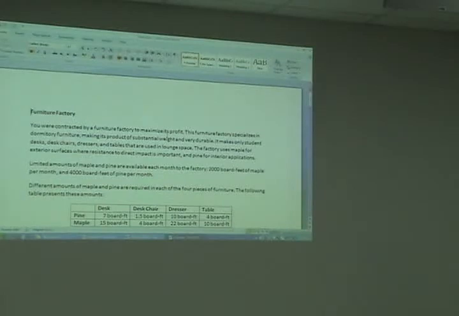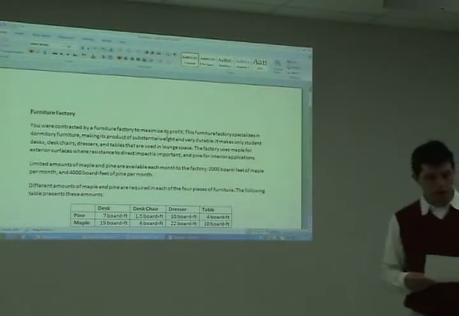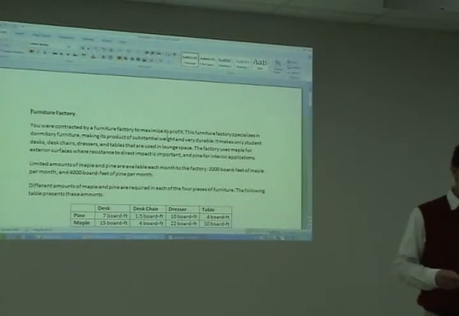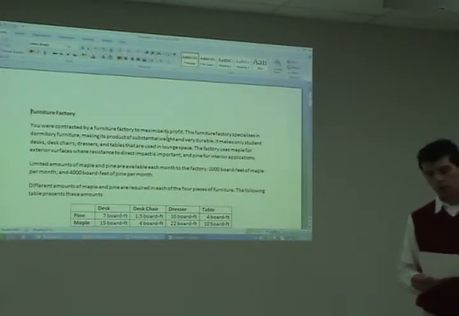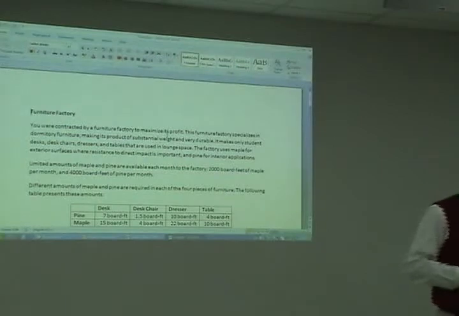Now, each type of wood has a different cost: $2 per board foot of pine and $4 per board foot of maple. Each piece of furniture can be sold for a different price: $150 per desk, $100 per desk chair, $250 per dresser, and $170 per table. So, what items should the factory produce each month and what quantities to maximize its profit?